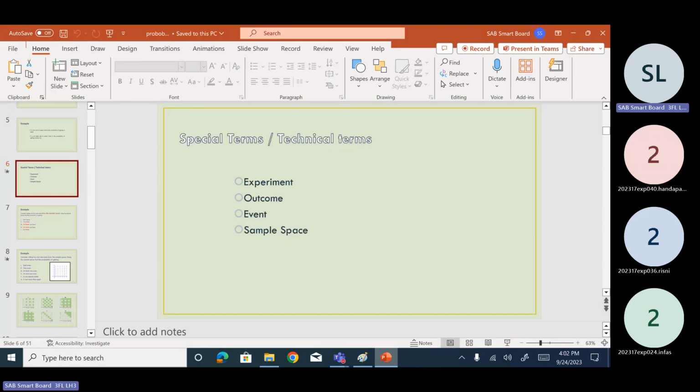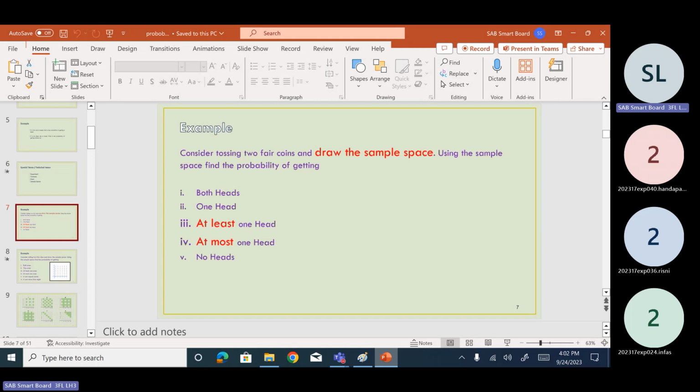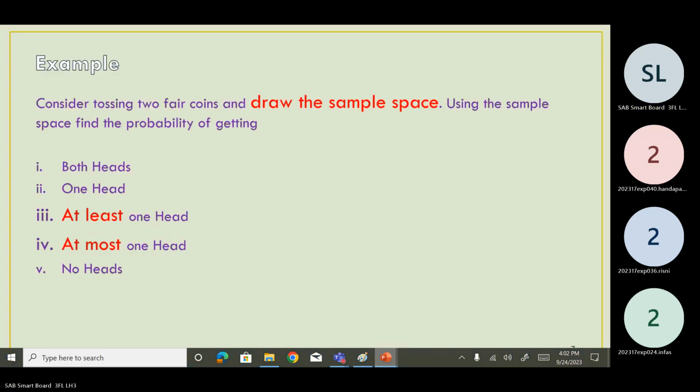So now we know how to write the sample space. Next, we'll move on to how to draw it and get the probabilities. So next example: consider tossing 2 fair coins and draw the sample space.